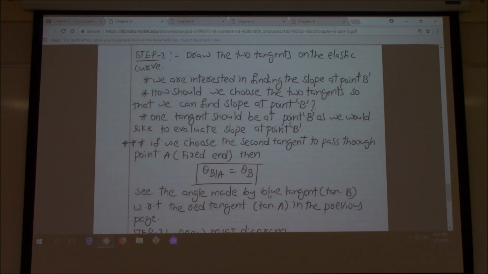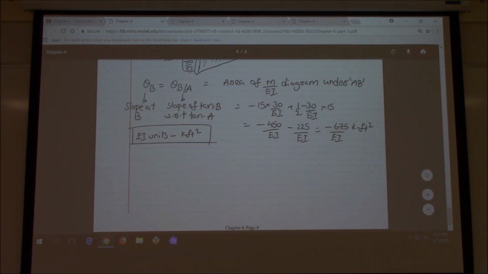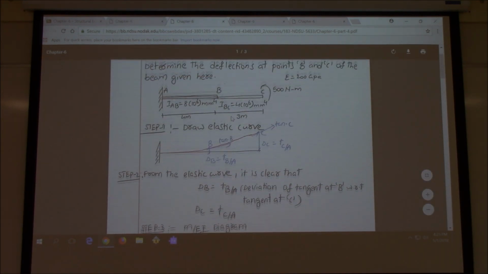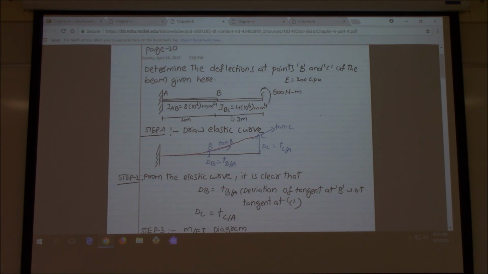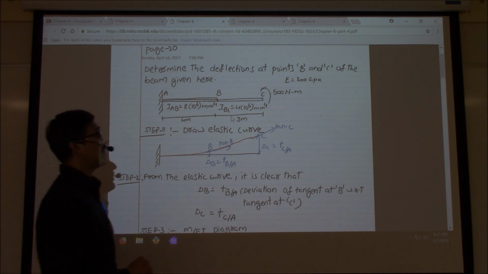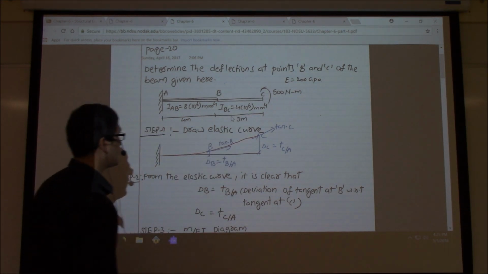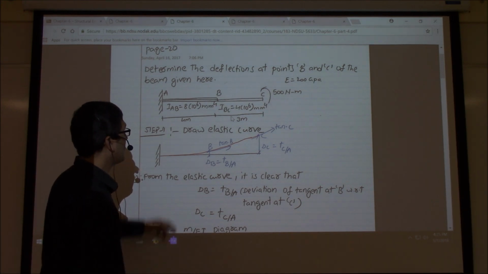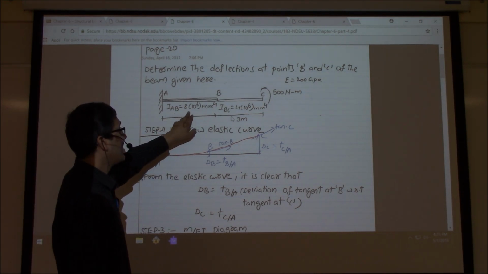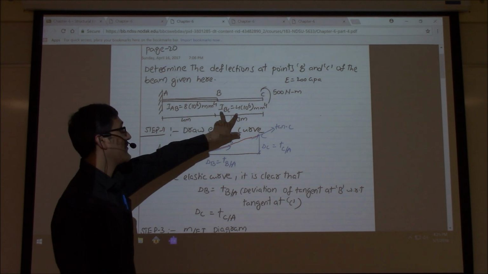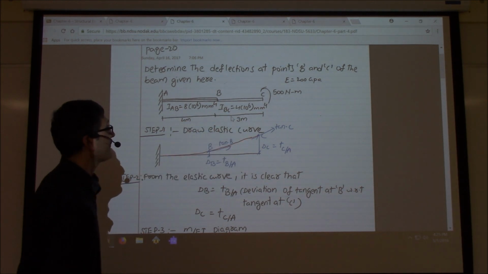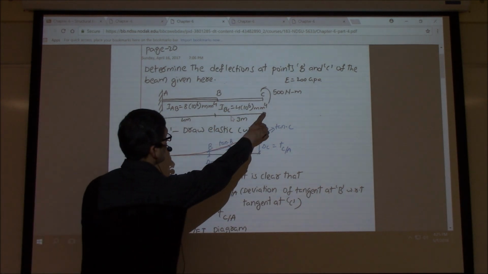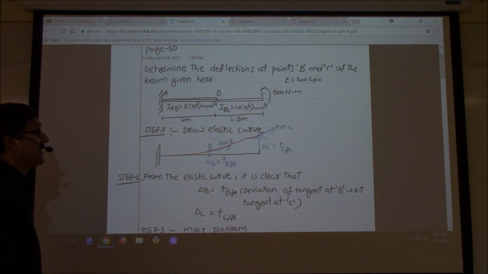Now let's look at example 2. Here once again I have a cantilever beam. Here I am asked to find out the deflections at the points B and C. This is exactly the same as what we have seen in the previous problem, with a single difference that the moment of area of the span AB is different from the moment of area of the span BC. I have a concentrated moment of 500 Newton meter acting on the extreme end C.